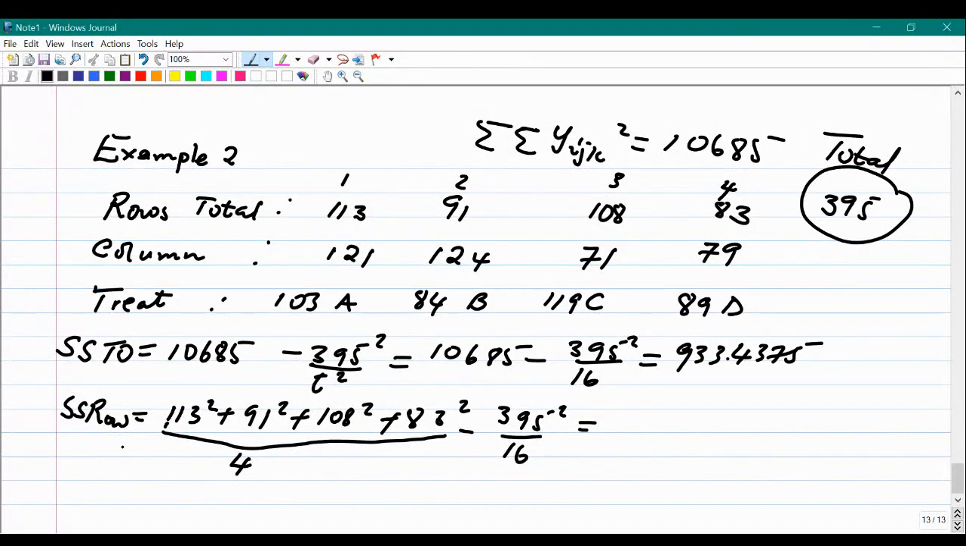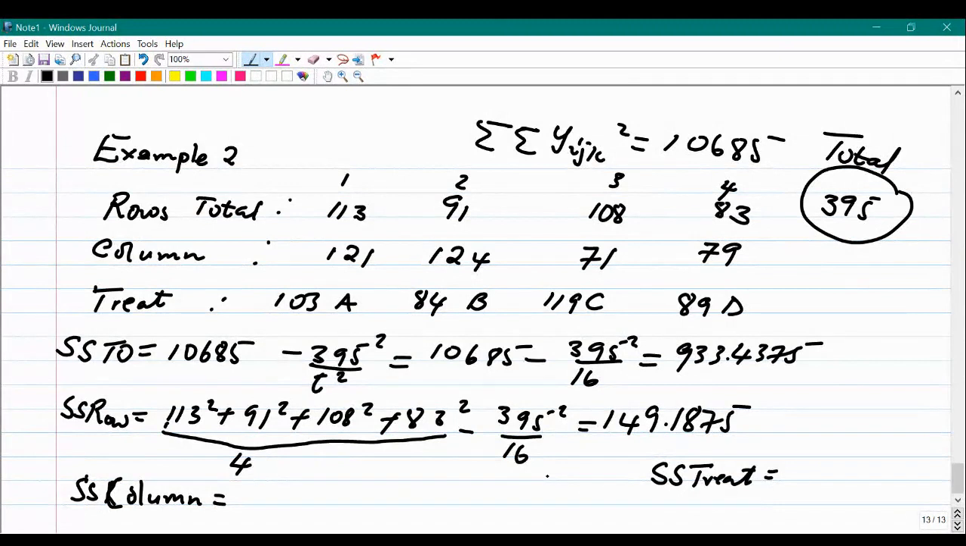So please, another group, can you please use the same procedure to find 149.1875. 149? Point 187. The SS column. I won't write the values. Can you please give me the answer? The values are there. And the SS means SS treatment.